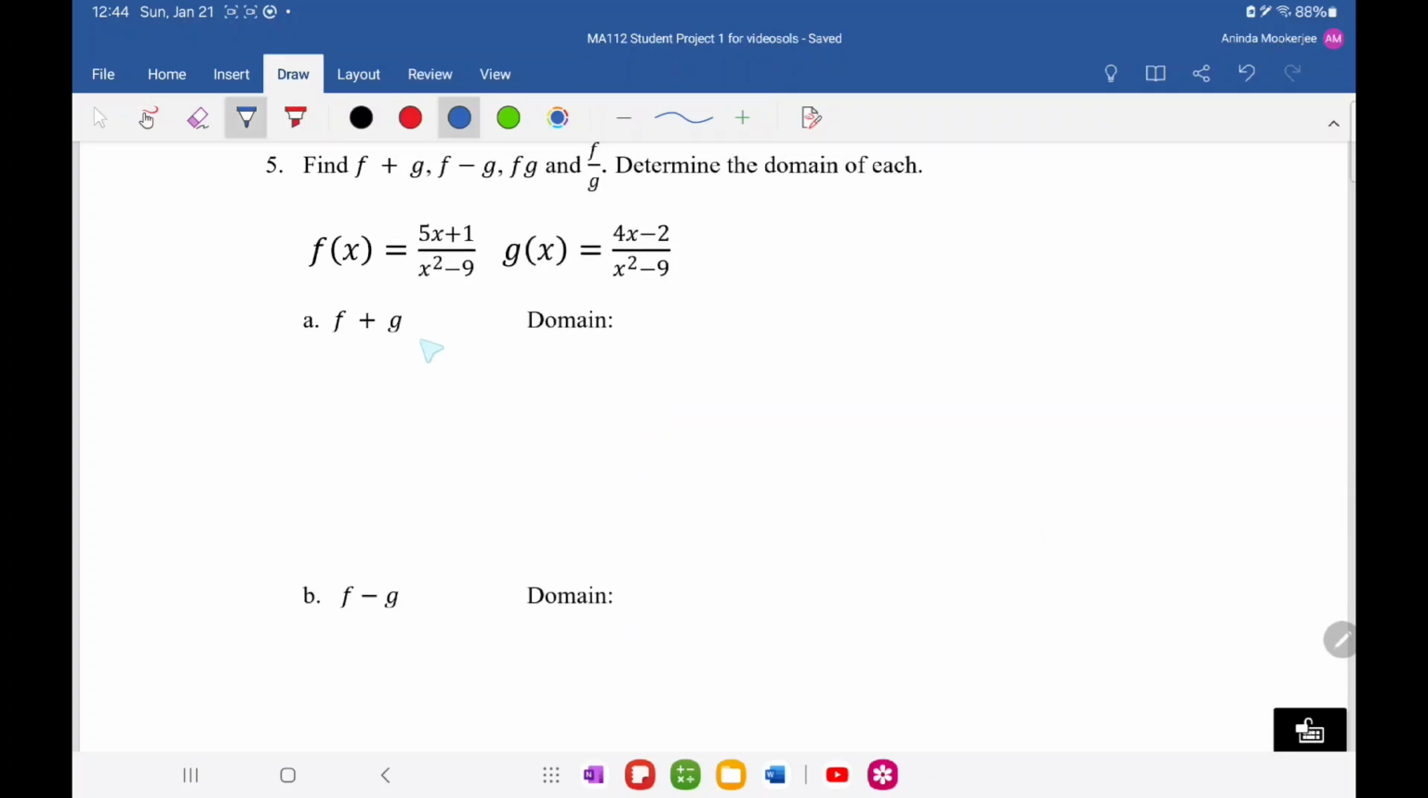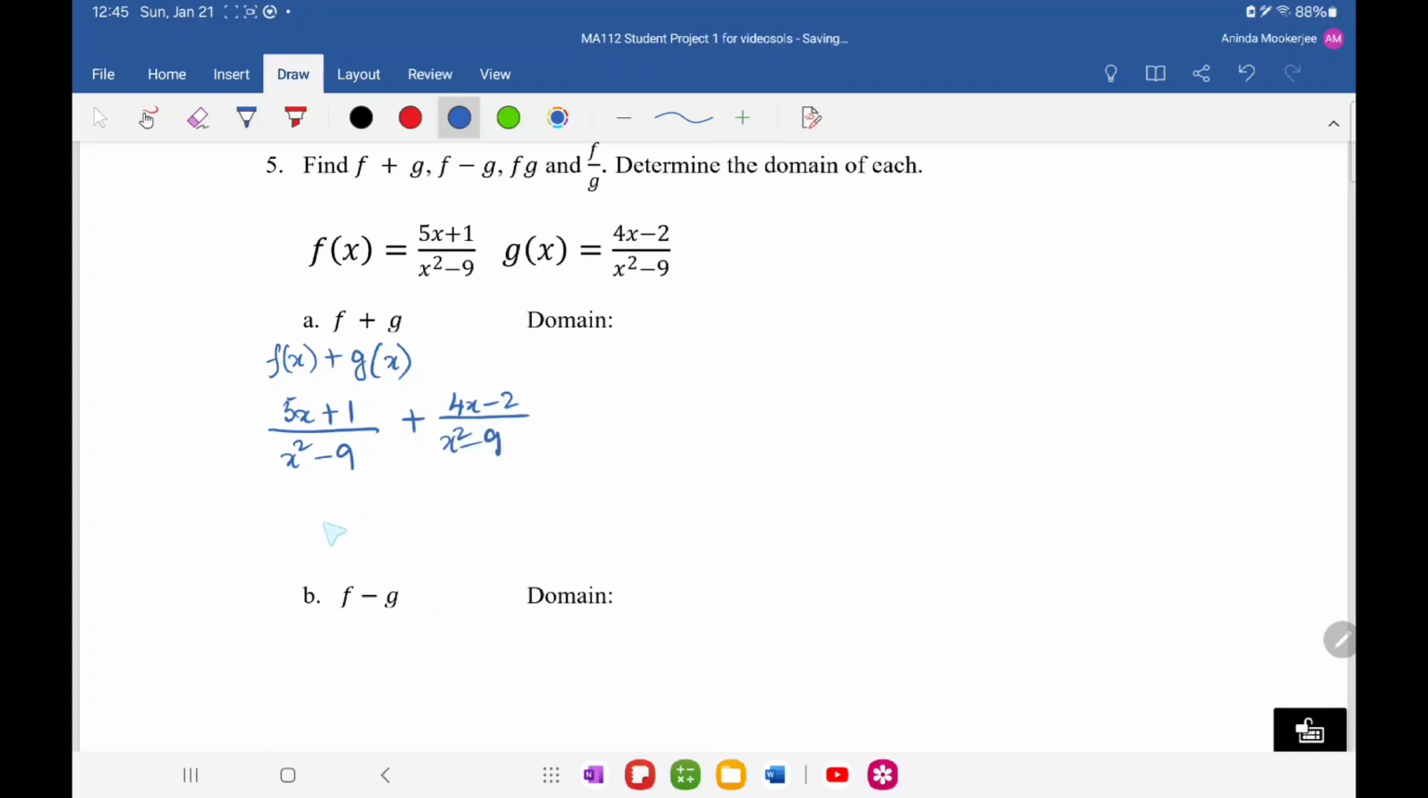The first one is f plus g. All we do is add up the two functions. Right now, f plus g is the same as writing f of x plus g of x. So f of x is (5x + 1) divided by (x squared minus 9), plus g of x is (4x minus 2) divided by (x squared minus 9).